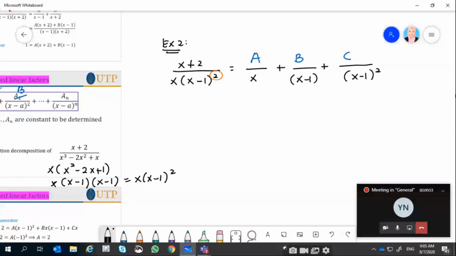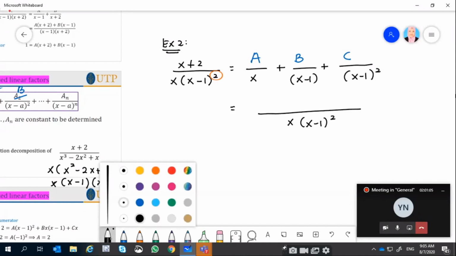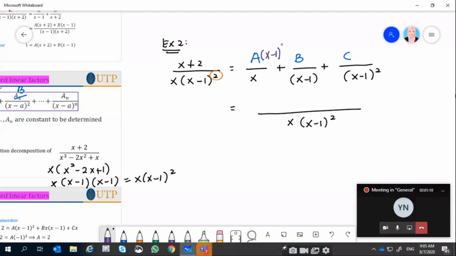Similar step, you have to make the denominator same. So now you have s minus 1 squared. For the first fraction, you have to multiply both numerator and denominator with s minus 1 squared in order to make the denominator same. For the second fraction, you multiply with s and s minus 1, and the last one with s. Is it clear? Yes. Okay, I proceed.